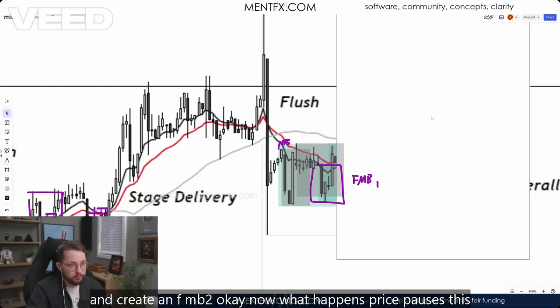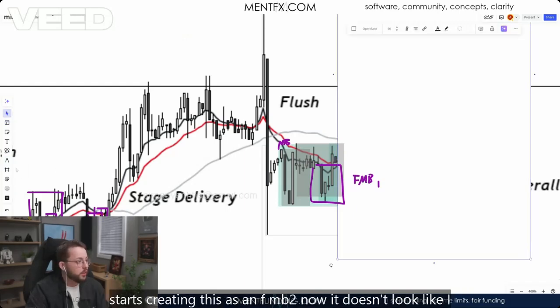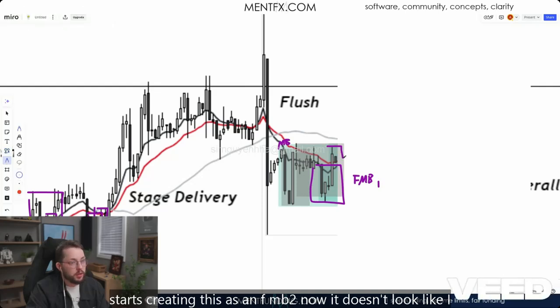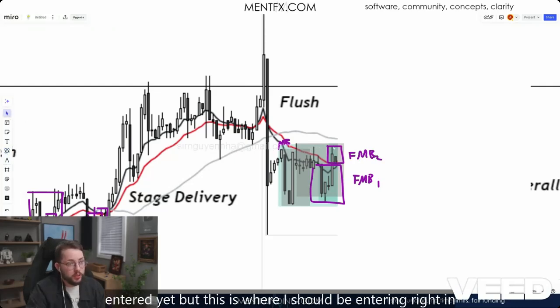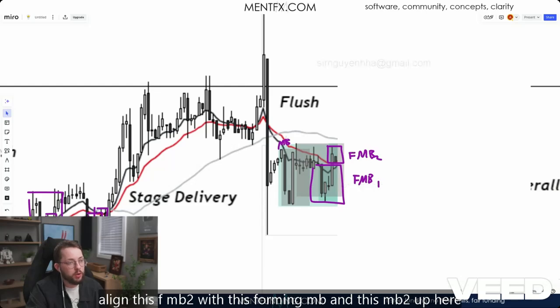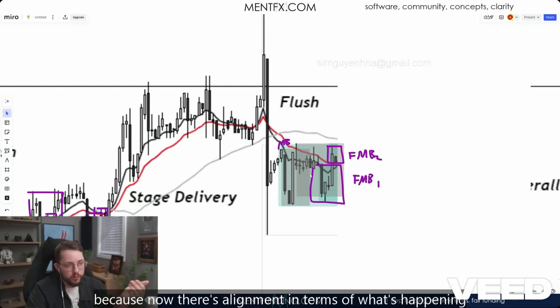And what happens? Price pauses. This starts creating this as an FMB2. Now, it doesn't look like I entered yet, but this is where I should be entering, right? In my eyes, I should be entering through this high right here. Or at latest, maybe I set up a buy through this high to align this FMB2 with this forming MB and this MB2 up here, because now there's alignment in terms of what's happening here.